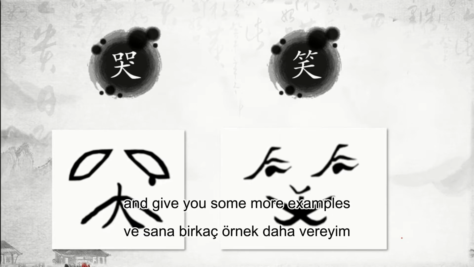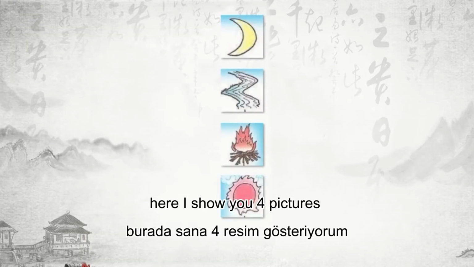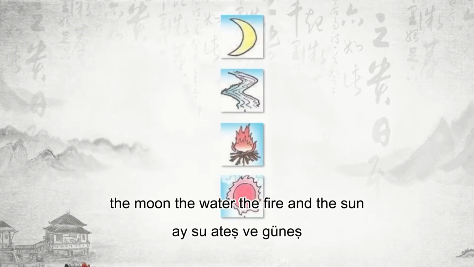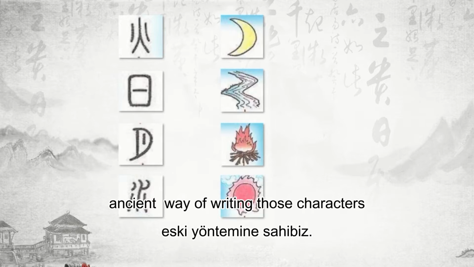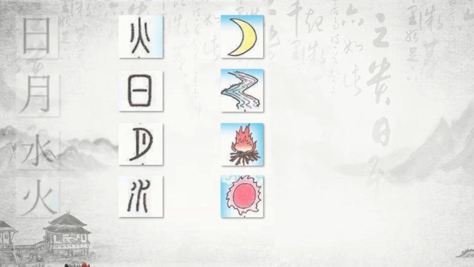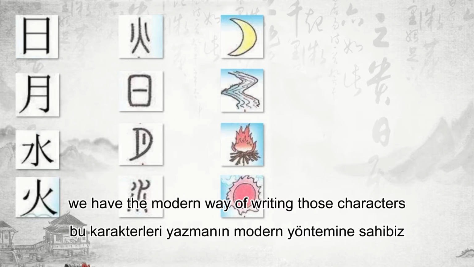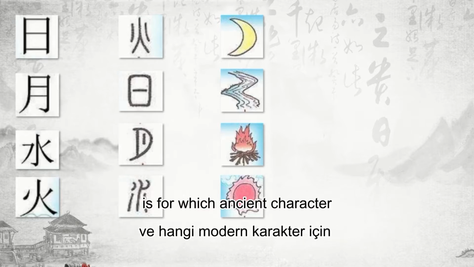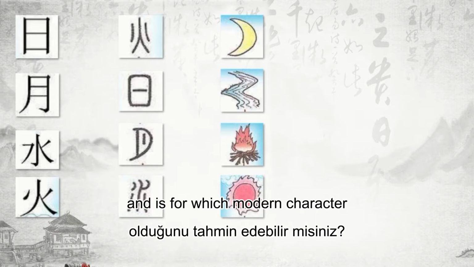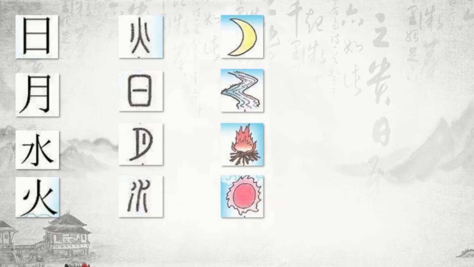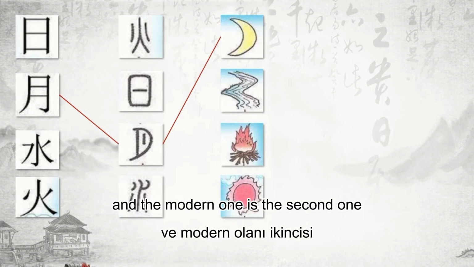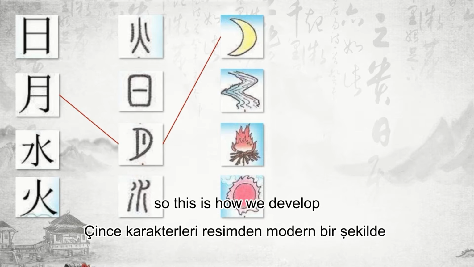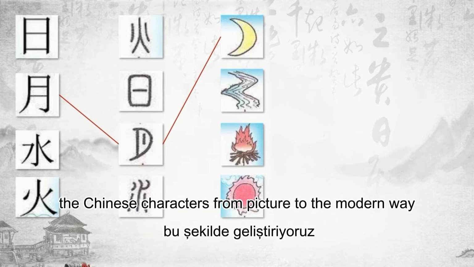And I'll give you some more examples. Here I show you four pictures: the moon, the water, the fire, and the sun. And then we have the ancient way of writing those characters, and then we have the modern way of writing those characters. Can you guess which picture is for which ancient character and which modern character? For example, the moon. Can you guess it? That's right. The ancient character for the moon is the third one, and the modern one is the second one. So this is how Chinese characters developed from pictures to the modern way.